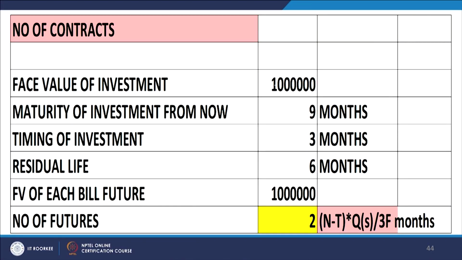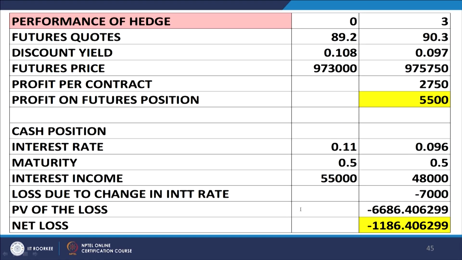Okay. So, the value of the investment is 1 million and the life of the investment is 6 months starting 3 months from now. Now, let us see how many contracts are required. N minus T is 6 months. QS is 1 million, F is also 1 million, and this is 3 months. Again we are using months as the benchmark. So, it is 6 months by 3 months, that works out to 2 contracts. Let us see how the hedge operates.